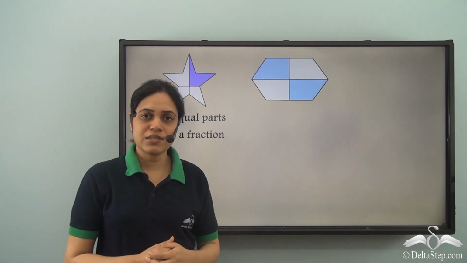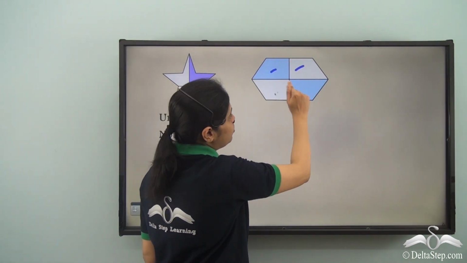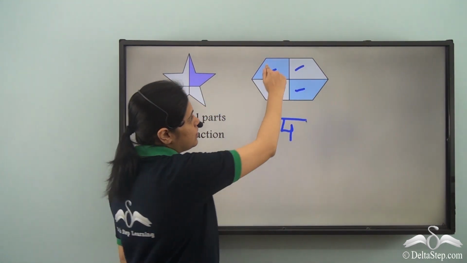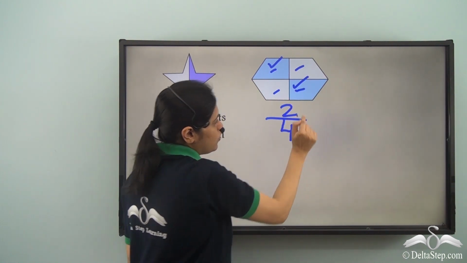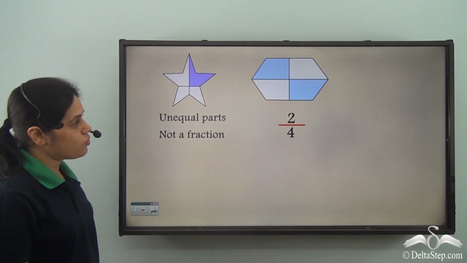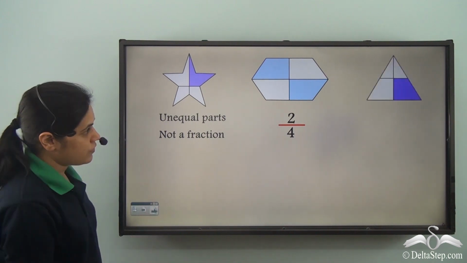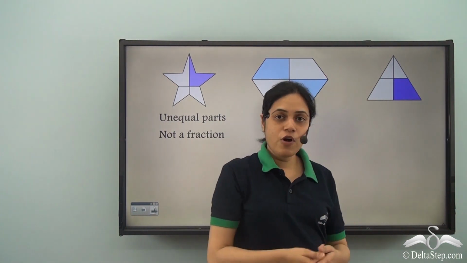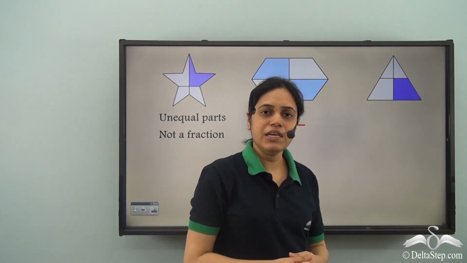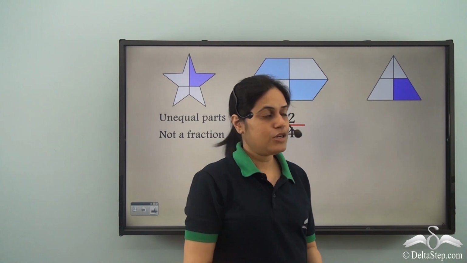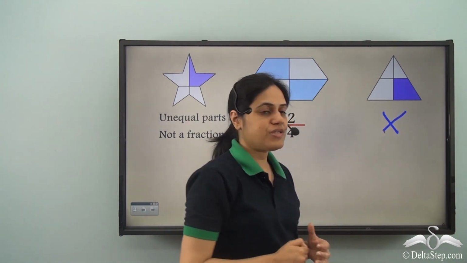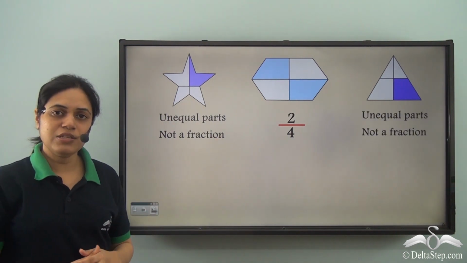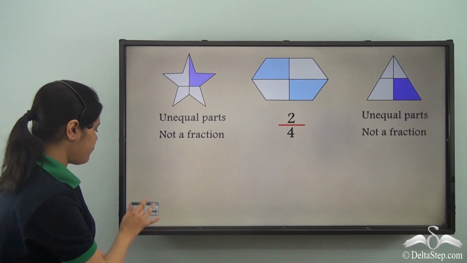Now what about this? There are 1, 2, 3, 4 equal parts. And how many parts are colored? 1, 2. So I can represent it using 2 by 4. What about this? Although there are 4 parts, as you can clearly see, they are not equal parts. So I cannot represent it using a fraction.